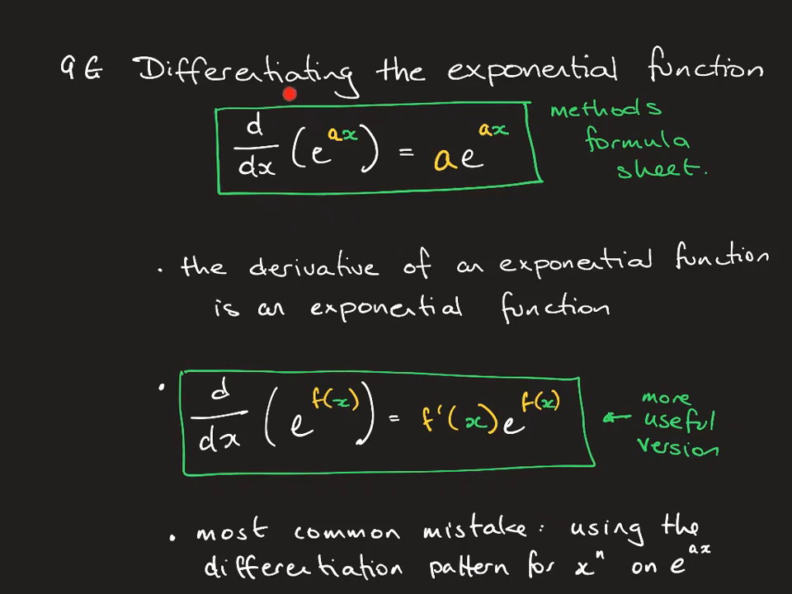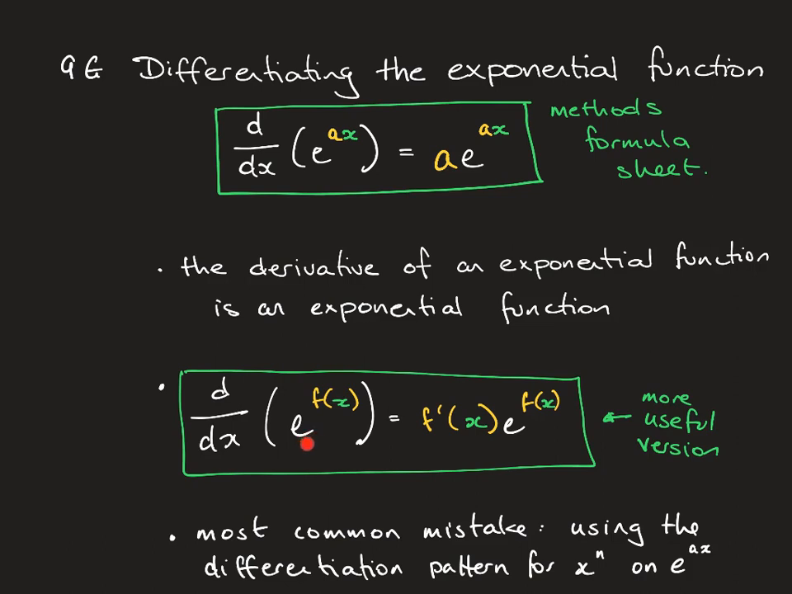In this video, we're going to look at differentiating the exponential function. So this is the formula for the derivative of the exponential function that appears on the methods formula sheet. And you can see that the derivative of an exponential function is an exponential function. I think a more useful version of the formula is this one, which is a chain rule version.